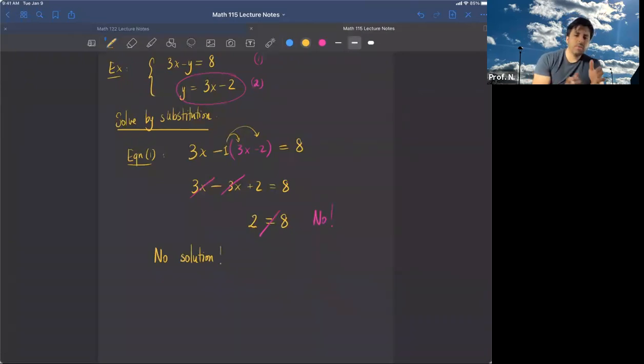Remember, if you have no solution, no point of intersection, that means that the lines are... What's the only scenario where you have two lines that never intersect? They're parallel. So no solution means 0 points of intersection between two lines, which means the lines are parallel. If lines are parallel, what does that mean? Lines have the same slope.